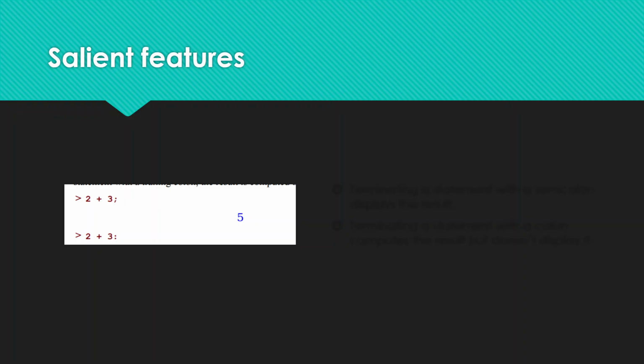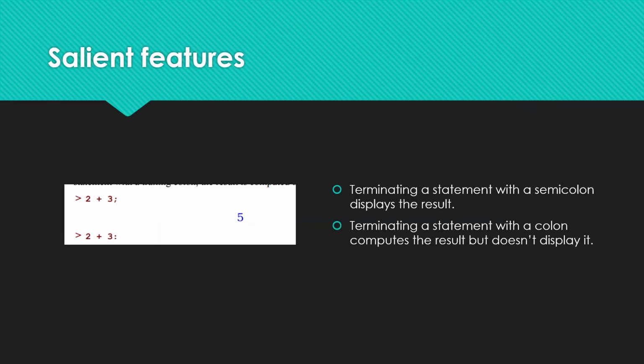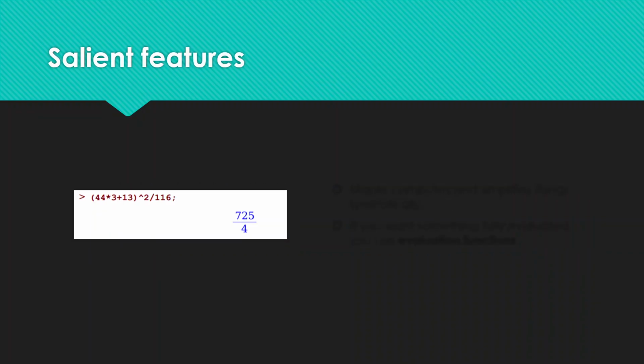There are two ways to terminate a statement, a semicolon if you want to see the results, or a colon if you don't want to see the results, but the computation still happens. As said, Maple computes and simplifies things symbolically. If you want something fully evaluated, you have to use evaluation functions.